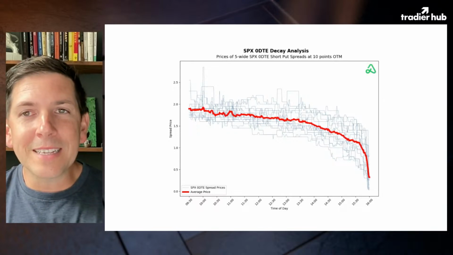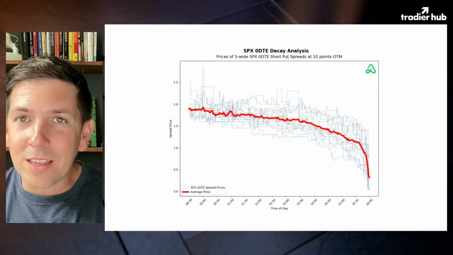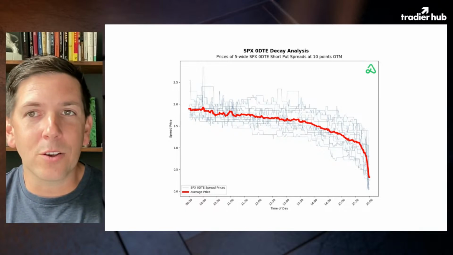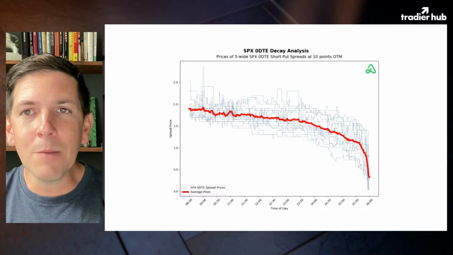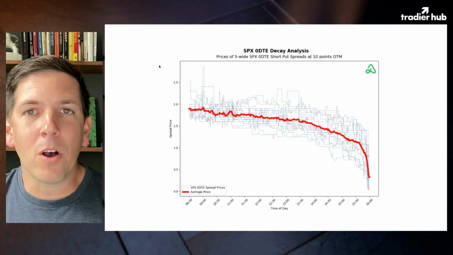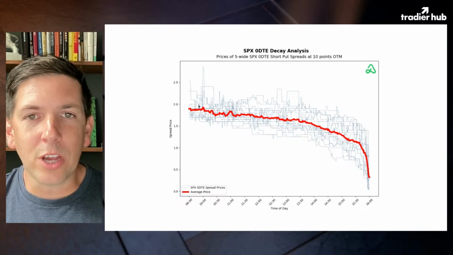So what this means is that this is going to look at the net decay of the position, which again, is not looking at the individual contracts, but is looking at the net decay of the position as it goes throughout the trading day. And we did this one a little bit out of the money, so 10 points out of the money on SPX. And so here was kind of the aggregate of a lot of the data with this red line. And you can see generally what happens.